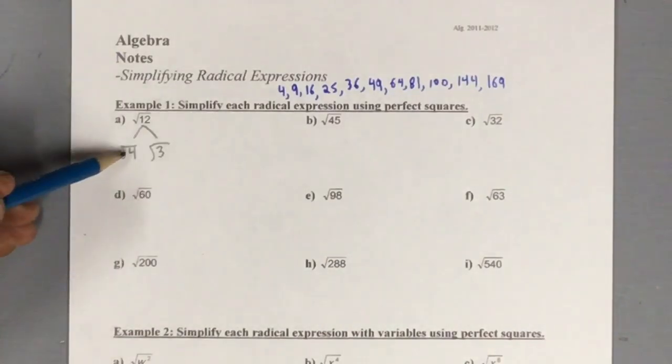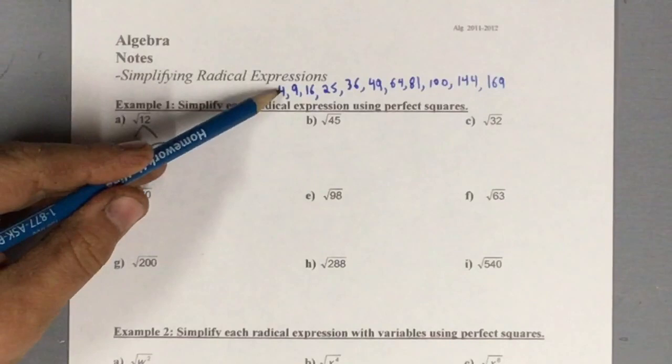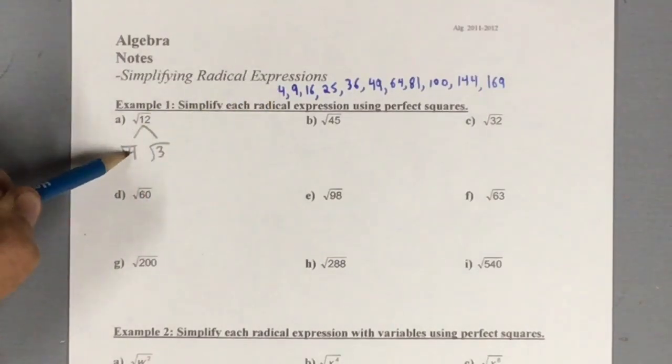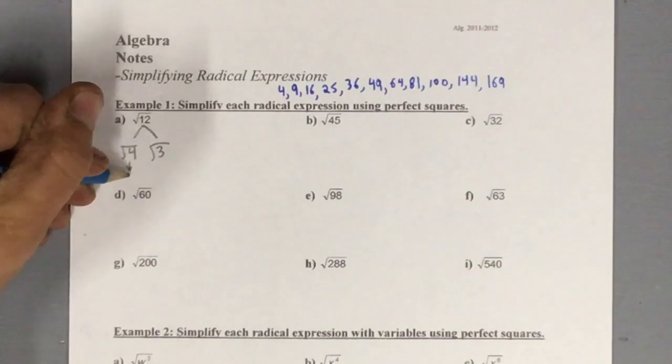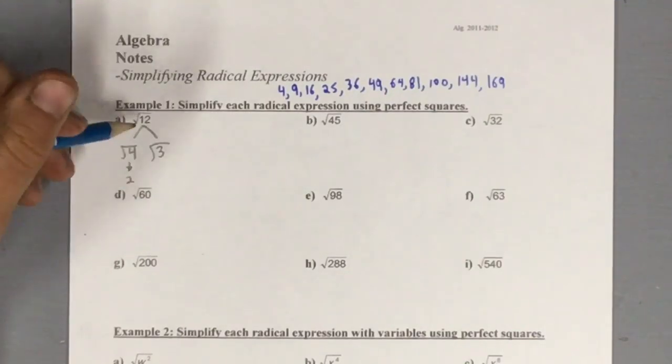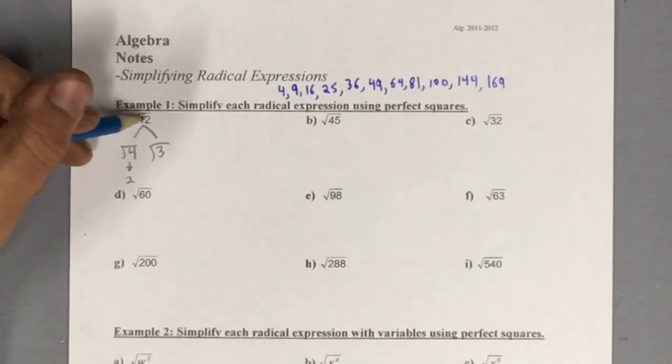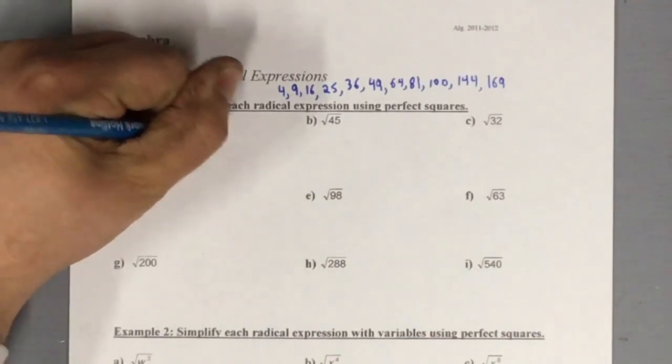If you notice, radical 4 is a perfect square. This is 2 times 2 exactly. Radical 3, if I put it into my calculator, I'm going to get an irrational number that goes on forever. This changes to just be 2. So I can rewrite radical 12 as the whole number 2, radical 3.